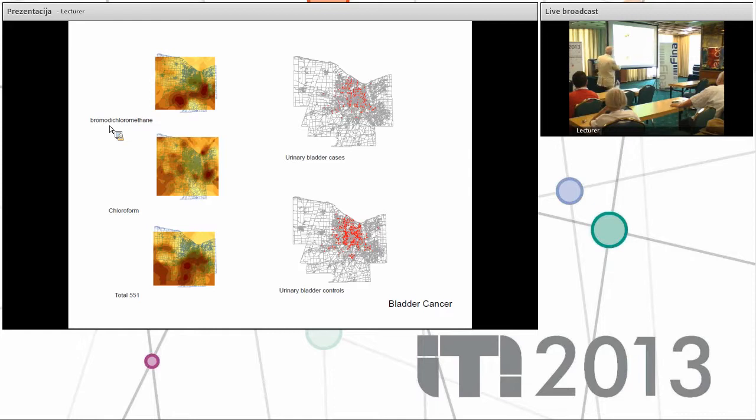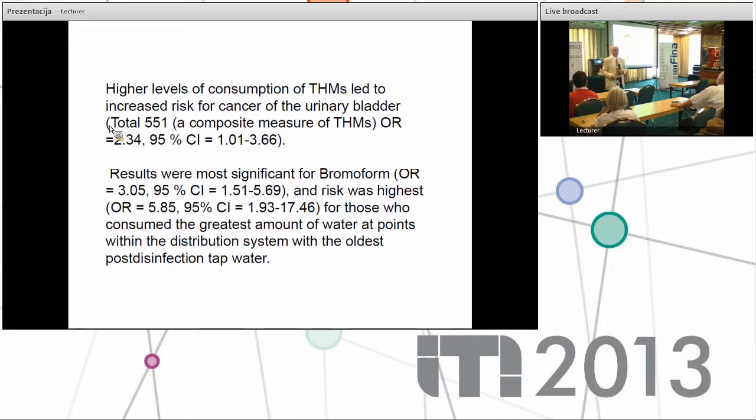So what we are interested in is here's the distribution of the residents for the cases, and here's the controls. How did this exposure pattern relate to the residents of the cases and controls and risk, right? And so what we came up with was that this total 551, which was a composite index of cancer-causing chemicals, was related to an increased risk of 2.34. And then we were able to adjust for diet and smoking and all of these other risk factors. Okay? So using the GIS, we could come up with this exposure across space and time.